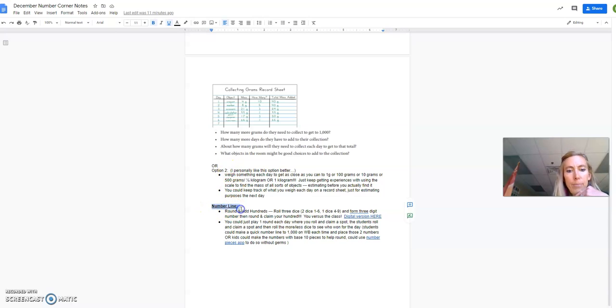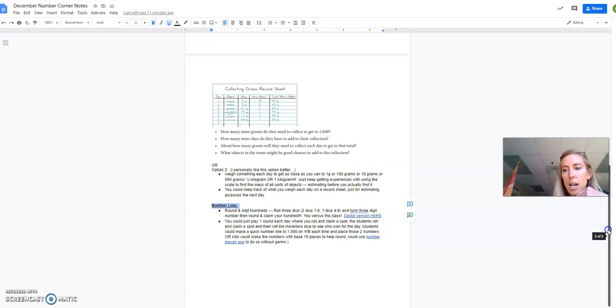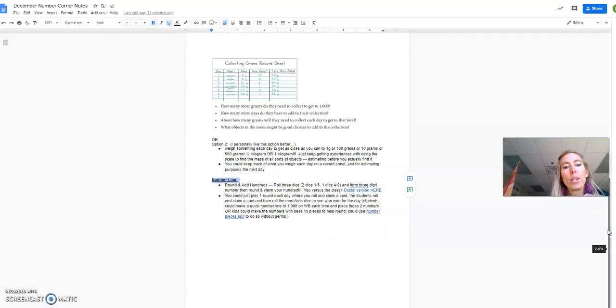Then you have number line. Number line is about rounding again. So you rounded in Number Corner for November to the closest 10, and you also did that before you went for Thanksgiving. And now this is rounding to the nearest 100. So it's the same game, but now you're rolling 3 dice, forming a 3-digit number, and claiming your spot on the number line. I was advising here, instead of playing multiple rounds until all the numbers are gone on the number line, you could just do 1 round where you roll and you get 1 number and claim a spot.